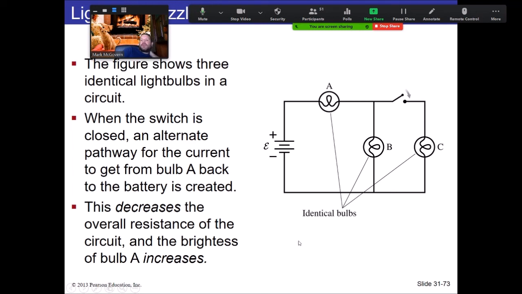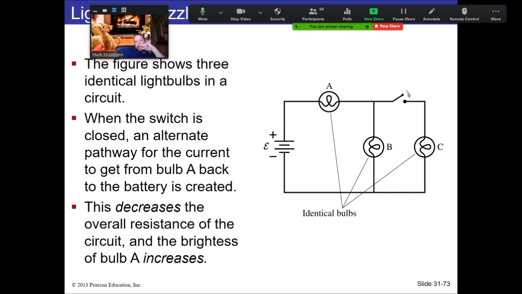We have two light bulbs initially in series here, and there's a current that goes through. We'd like to know what happens when we close the switch. What happens when we close the switch is that light bulb A will become brighter. Light bulb B will actually decrease a bit. And then, of course, light bulb C gets brighter.